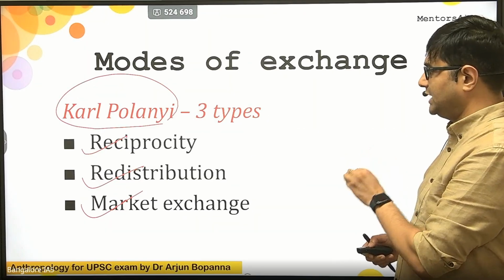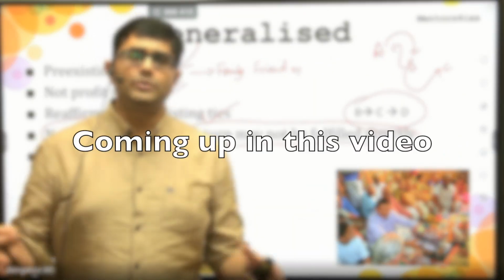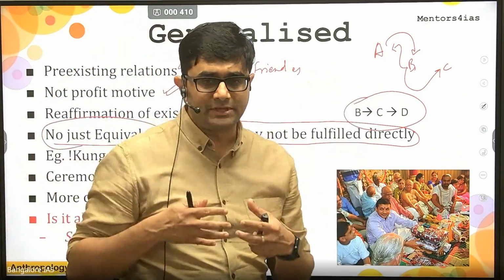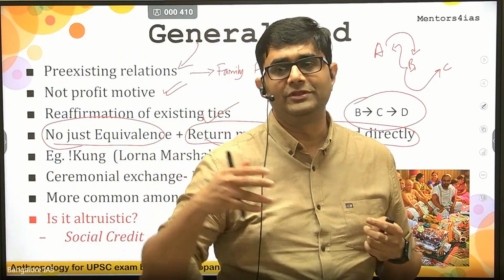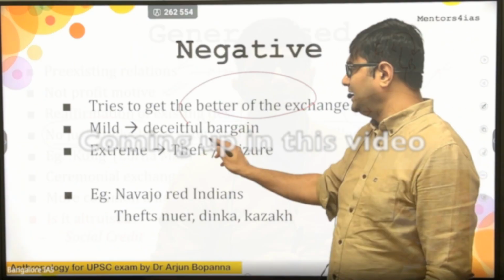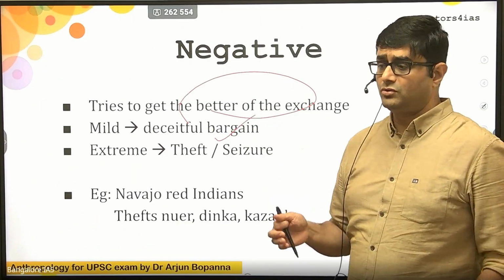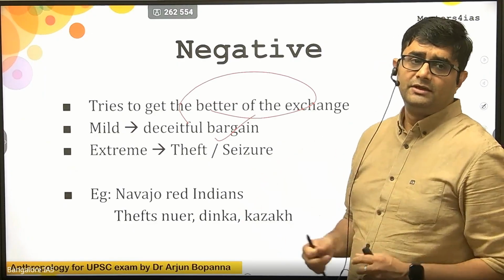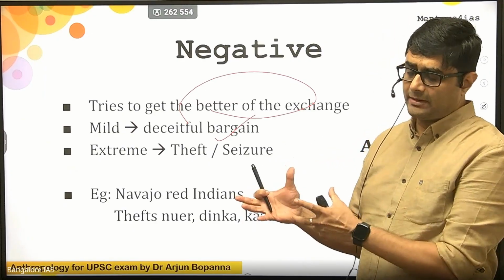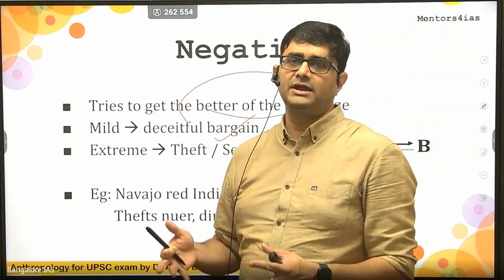Reciprocity, redistribution, and market. Now, they want to strengthen the bond. It's not like I went hunting, I got something, I will sit and eat alone on my own without giving anything in return. Mild form, like deceitful bargaining. Oh, this is the last product. It's a very worthwhile product. Take it, otherwise you will never get it.